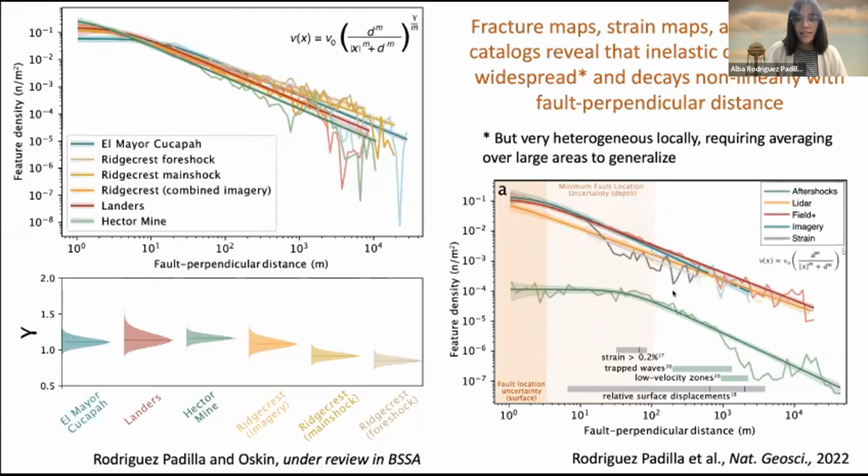Combined, these data sets are showing us that there's a widespread decay of inelastic deformation that occurs in a continuum. And this is universal for these Eastern California Shear Zone earthquakes.